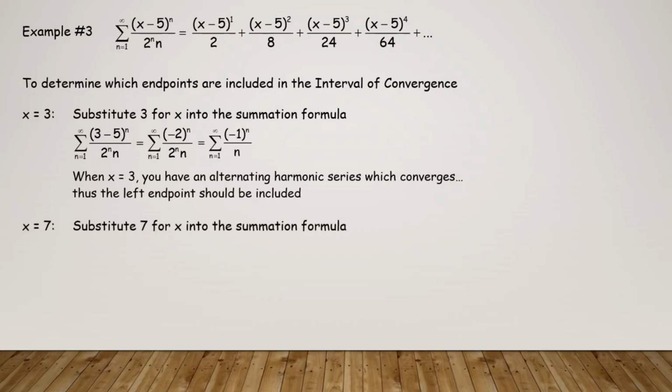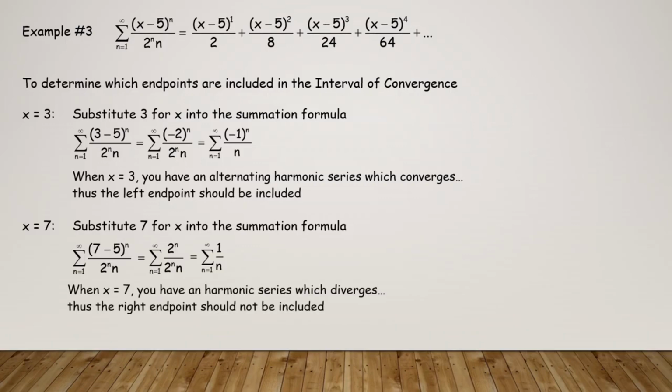Plugging in 7 to the same summation and getting the quantity 7 minus 5 on top, we would get 2 to the n on top, 2 to the n on bottom. This cancels out simply to 1 over n. 1 over n is a harmonic series, which diverges. Therefore, the right endpoint should not be included. And you will get an interval of convergence where 3 is less than or equal to x, which is less than or equal to 7.